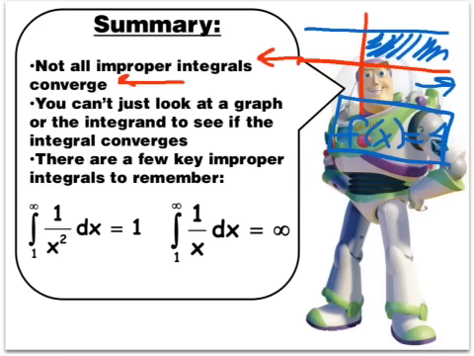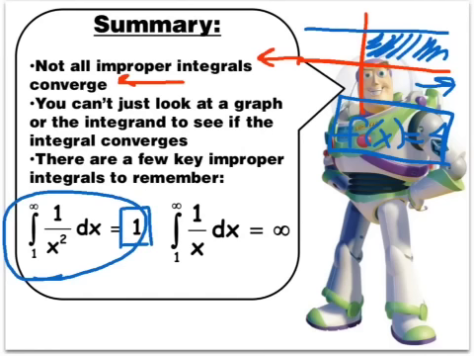Sometimes it's not so obvious, though. Look at these other two examples we had. We had the integral from 1 to infinity of 1 over x squared dx, which only accumulated 1 unit of area, versus the improper integral from 1 to infinity of 1 over x dx, which accumulates an infinite amount of area between the curve and the x-axis.